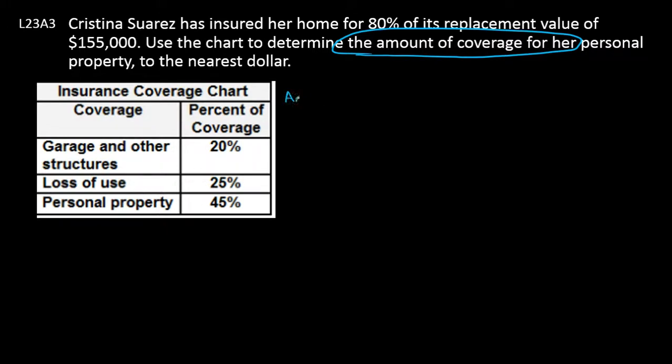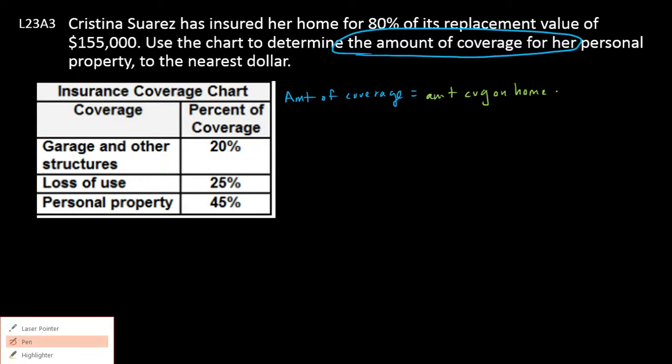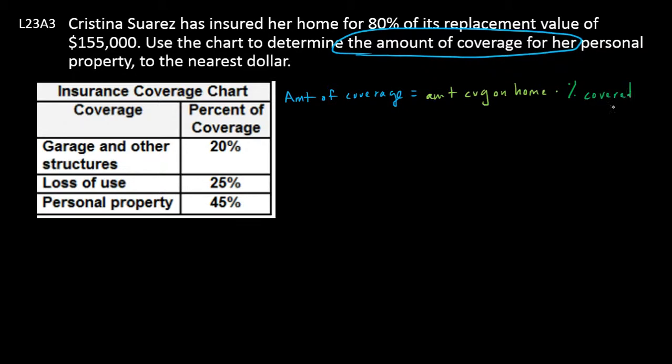So if we want to find the amount of coverage, that is going to be equal to the amount of coverage on the home multiplied by whatever percent is covered. And I'll explain more about what that means in a moment. Now, to get there, we need to know, first of all, what's the amount of coverage on the home?